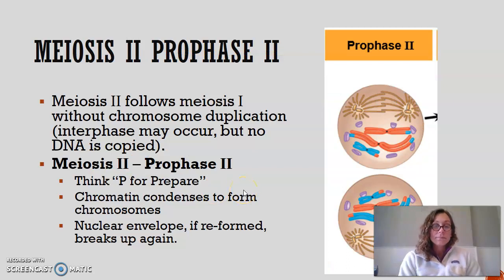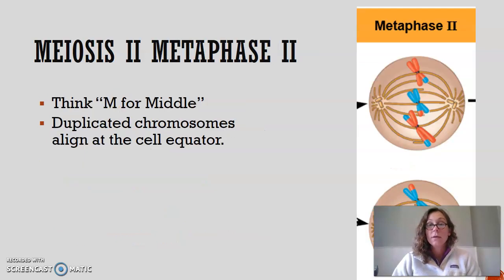Okay, so again, meiosis 2 follows meiosis 1 without any chromosomal duplication, as I said. So no DNA is copied here. In prophase 2, you have your chromatin condensing into chromosomes, and the nuclear envelope breaks up again, right? So this you're familiar with at this point. In metaphase 2, your duplicated chromosomes are going to line up at the equator. And again, your spindle fibers are attaching to those kinetochores in the centromere region, just like we learned in mitosis.